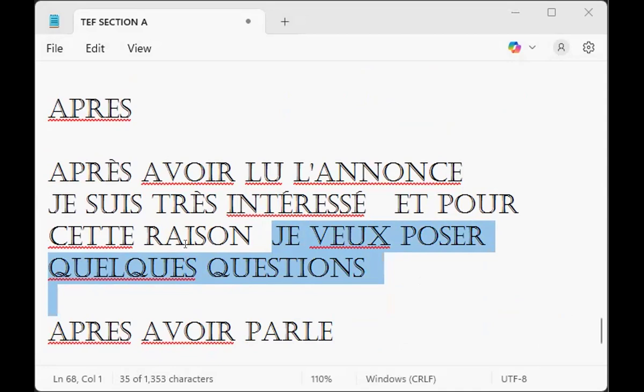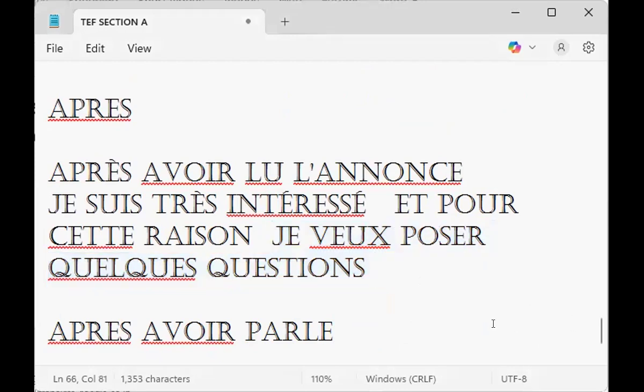Say clear. Now, basically, this is your opening. There are a lot of openings, my friend, for TEF section A. We need to understand the opening because you need to ask questions. Is it clear to you? Now, il est très important qu'on suive. Now, we have the verb suivre. Pen down, please. Suivre is your verb, to follow.